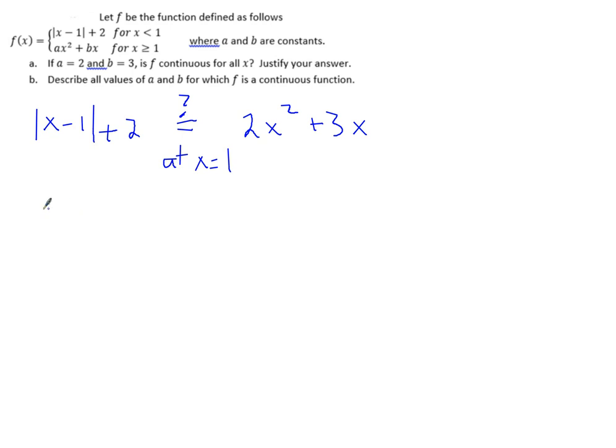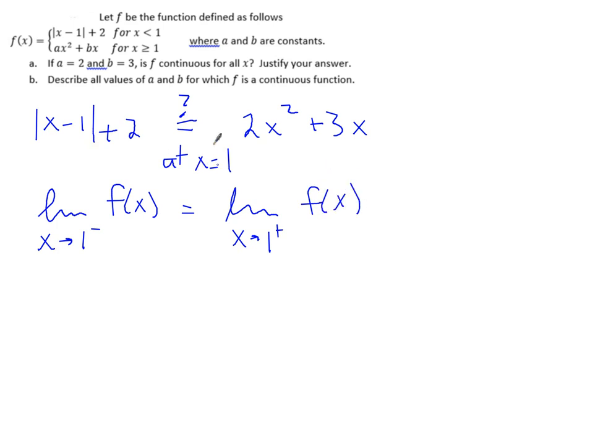Effectively, what we're trying to find out is whether the limit as x approaches 1 from the left of f of x equals the limit as x approaches 1 from the right of f of x. So, if we plug in 1 to both of these, on the left-hand side we end up with 2, and on the right-hand side we end up with 2 plus 3. Clearly, those are not equal to each other, and the answer to the first part of the question is no. The reason being the limit from the left is not equal to the limit from the right.